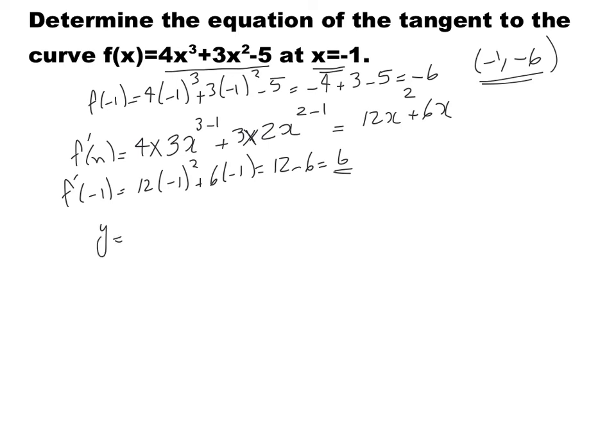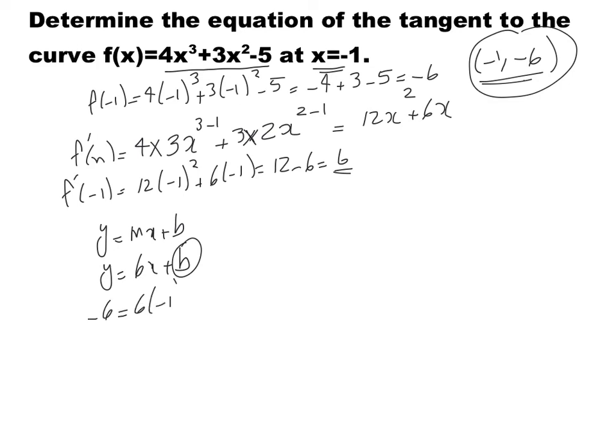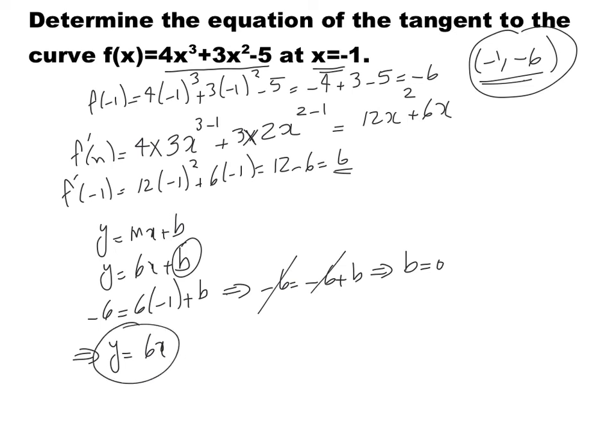So the equation of the line becomes mx plus b, which is going to be 6x plus b. To find the y-intercept, which is b, I'm going to use this point, which has to satisfy the equation of the line. So I'm going to say negative 6 has to be 6 times negative 1 plus b. This becomes negative 6 has to be negative 6 plus b. Negative 6 crosses out, so b is equal to 0. So this means the equation of the line is 6x. This is the equation of the tangent line.